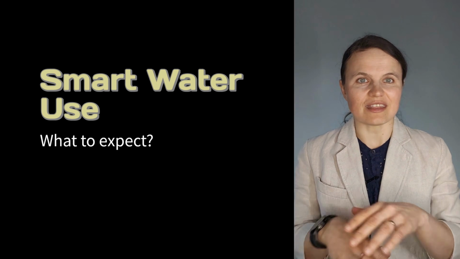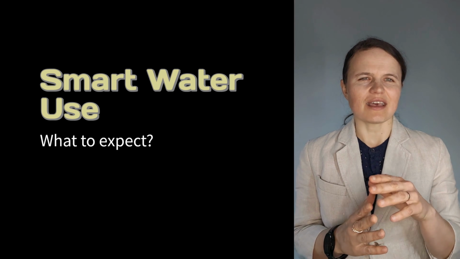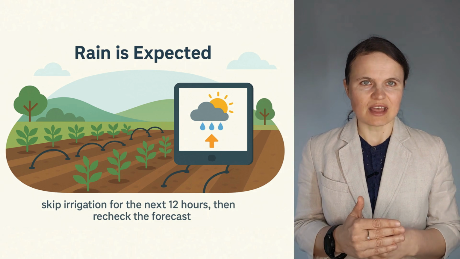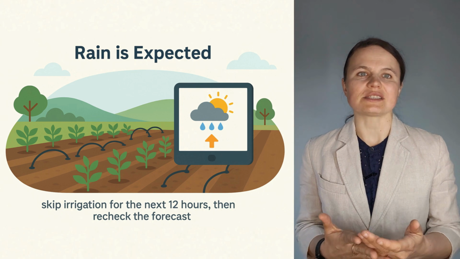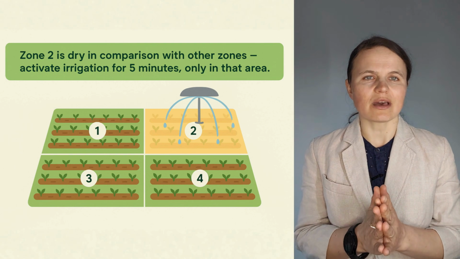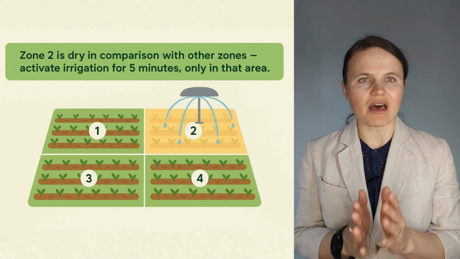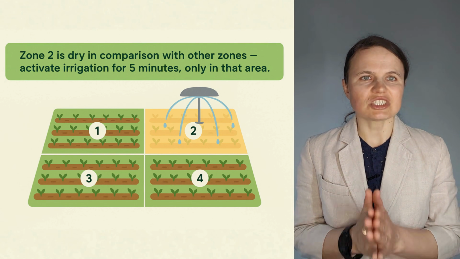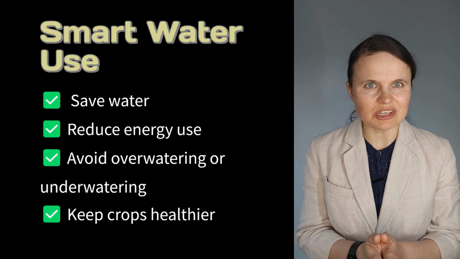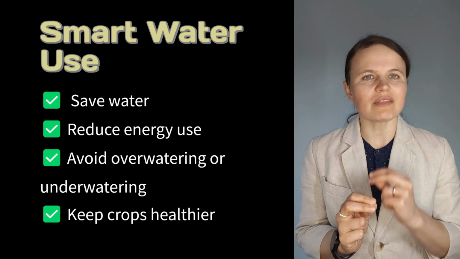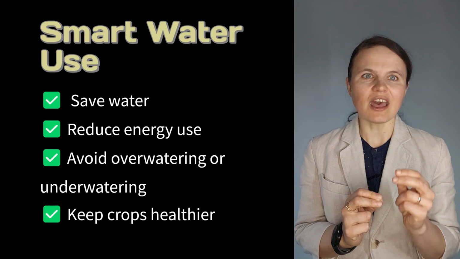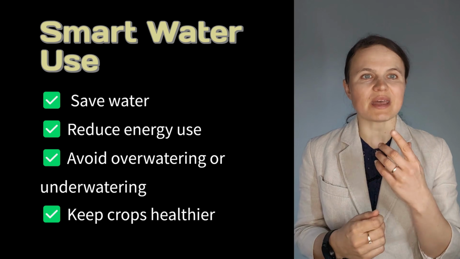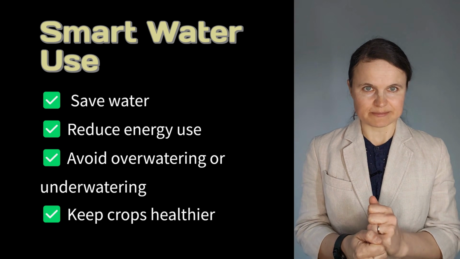Now, instead of watering the entire field, the AI might say, "Rain is expected within 24 hours, skip irrigation for the next 12 hours. Then, recheck the forecast." Or it might flag a problem like, "Zone 2 is dry in comparison with other zones. Activate irrigation, 5 minutes only in that area." This approach helps farmers save water, reduce energy use, avoid overwatering or underwatering, and keep crops healthier and more resilient. AI makes irrigation smarter, and that means better harvests and fewer resources.